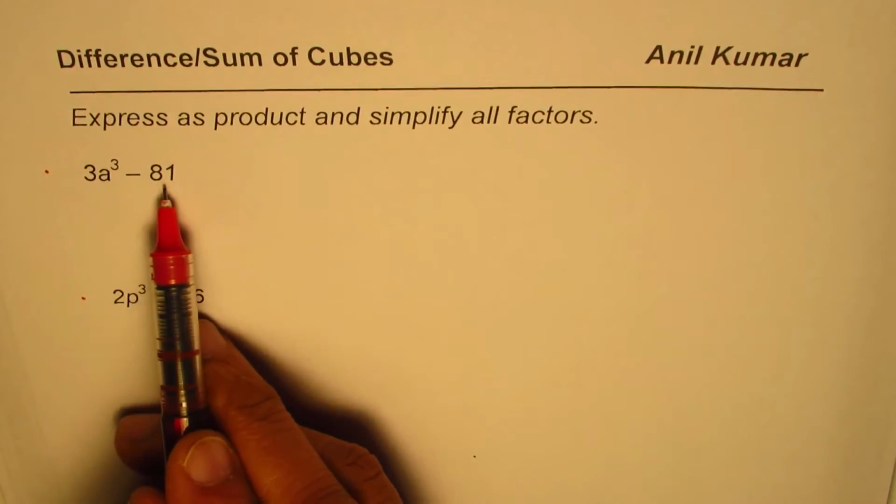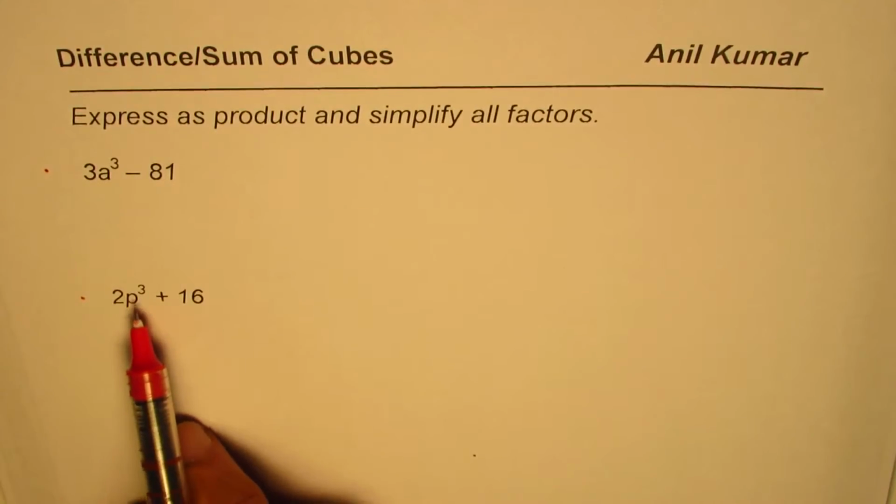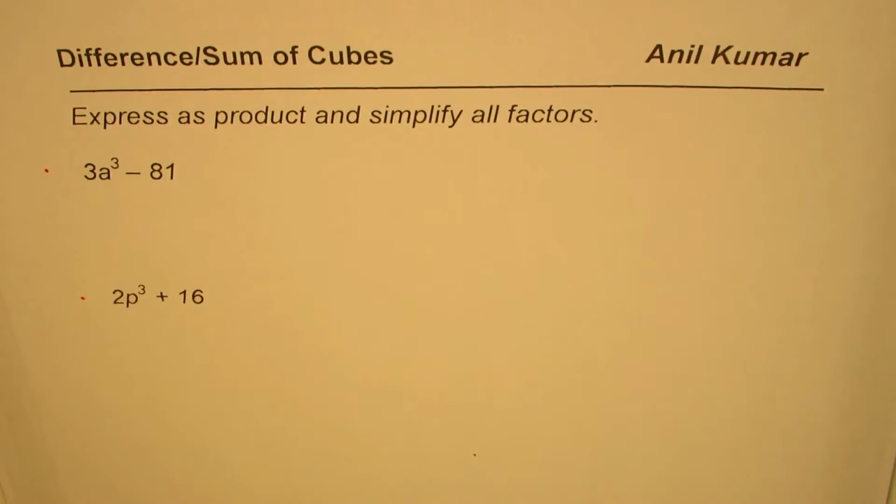3a cube minus 81 we need to factor. 2p cube plus 16 we need to factor. So you can pause the video, factor, and then look into my solution.